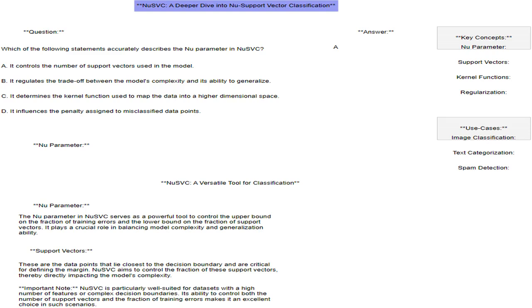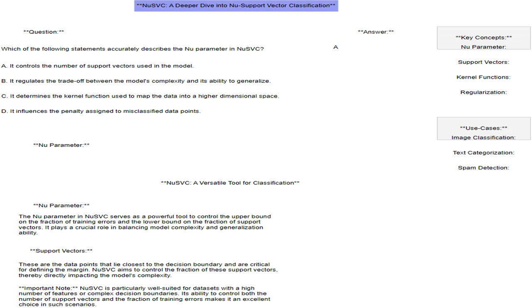For natural language processing, support vectors can represent words or phrases that are crucial for classifying documents into different categories. By carefully selecting support vectors, we can build models that are both precise and robust. In anomaly detection systems, support vectors can help identify data points that deviate significantly from the norm. By monitoring the number of support vectors, we can detect potential outliers and anomalies.